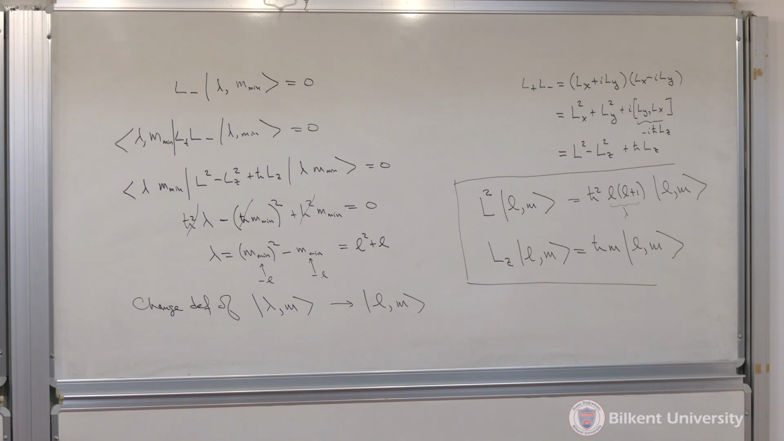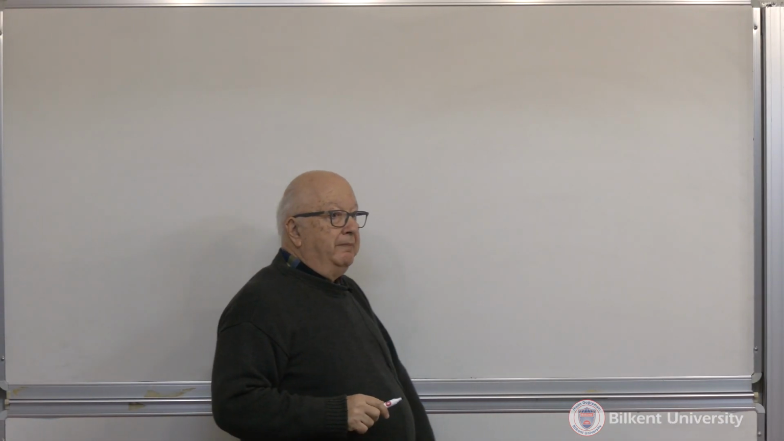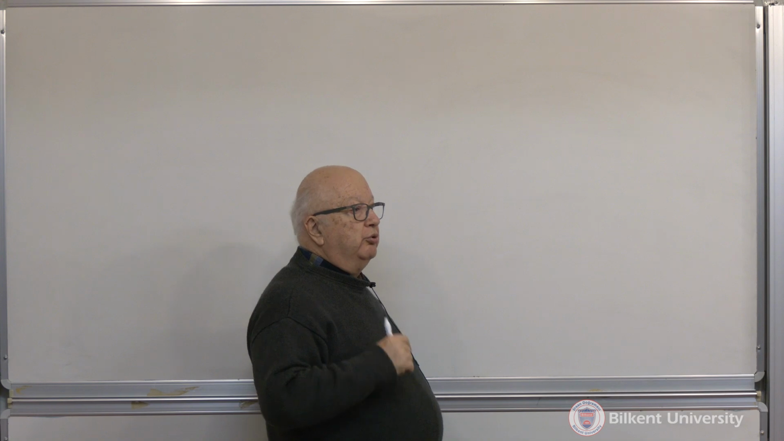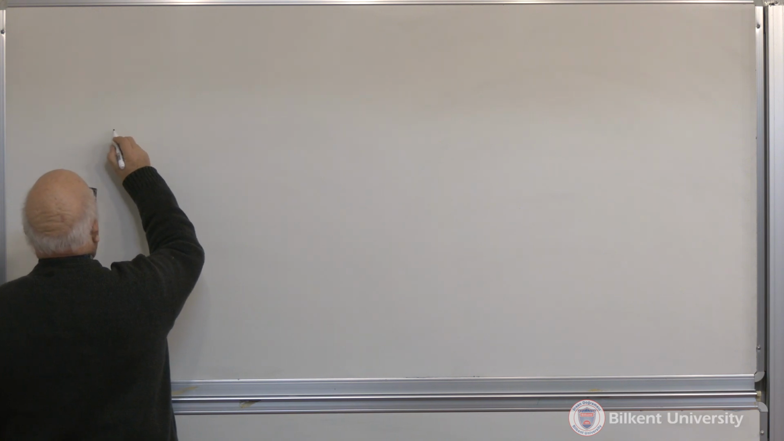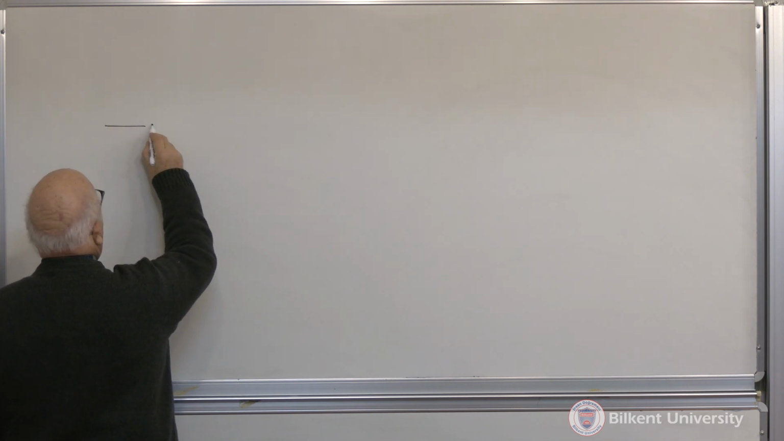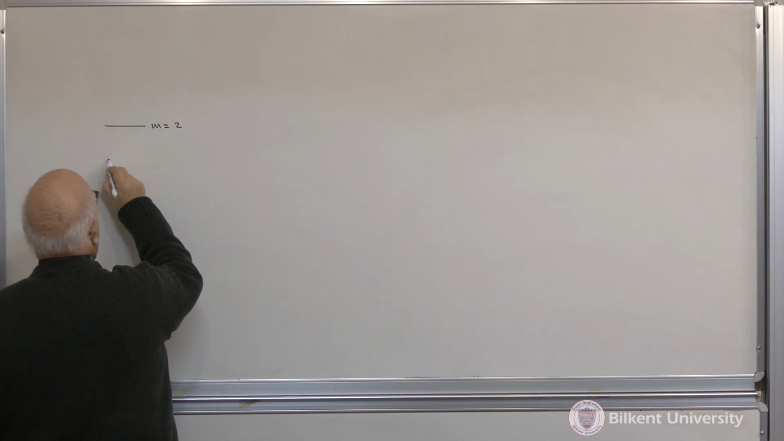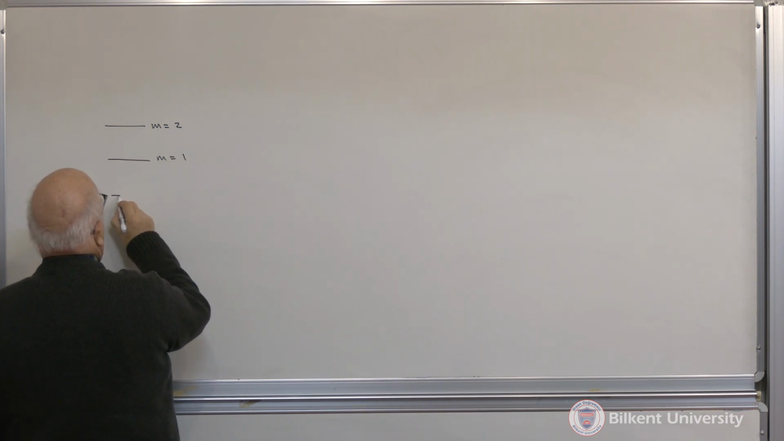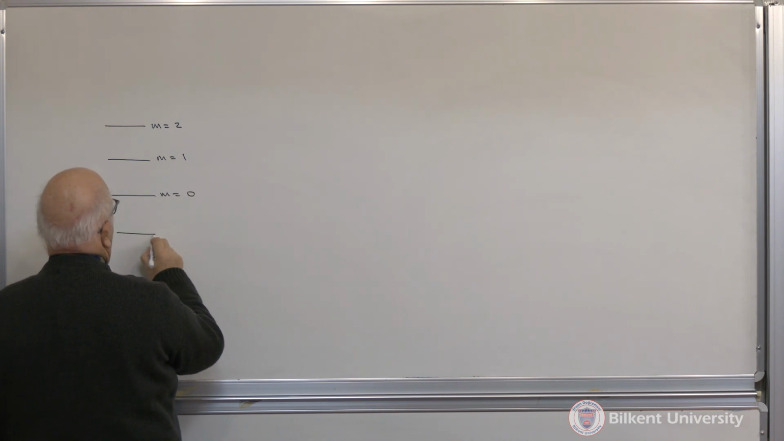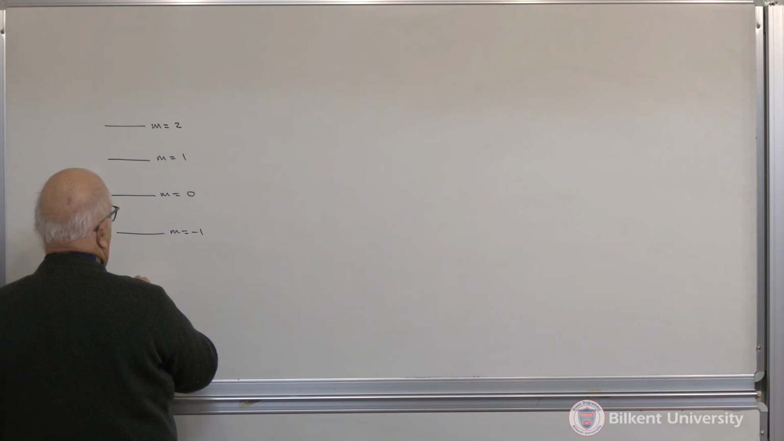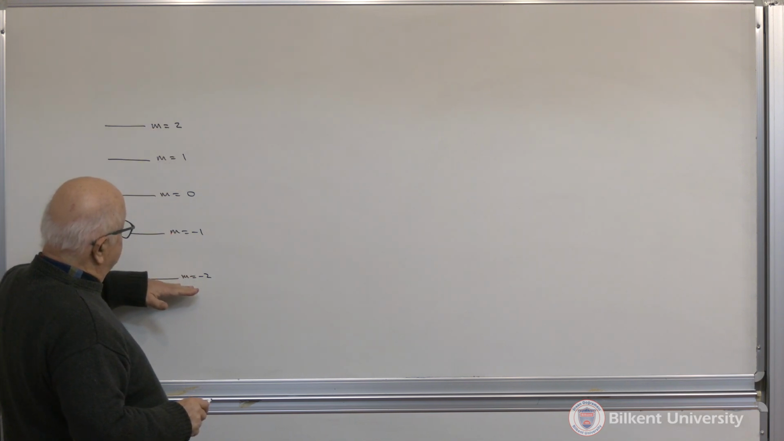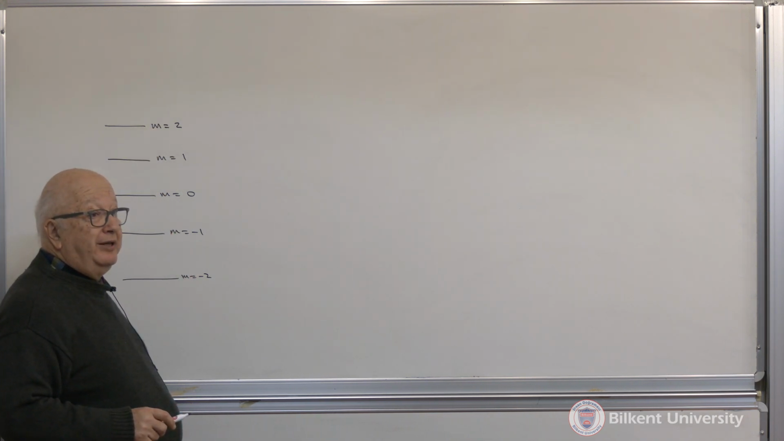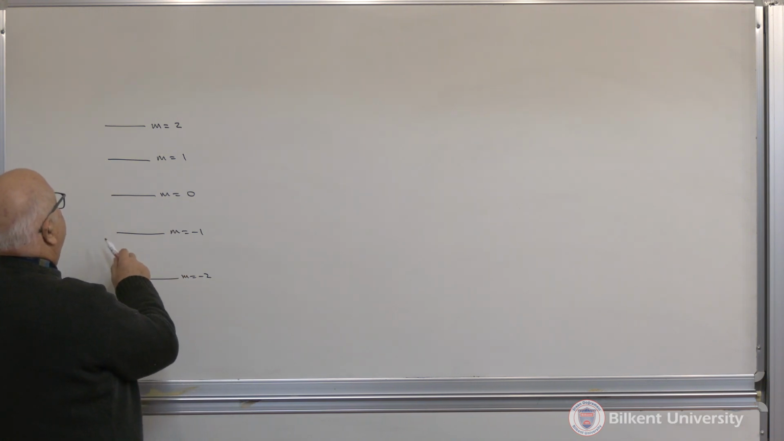So I have a structure in which I start from some plus m and go all the way to minus m. Okay? So I have something like this. Suppose I start with m equal to 2, then I have m equal to 1, m equal to 0, m equal to minus 1, and m equal to minus 2. Okay, so I have a set of angular momenta values corresponding to these. So what does that mean?